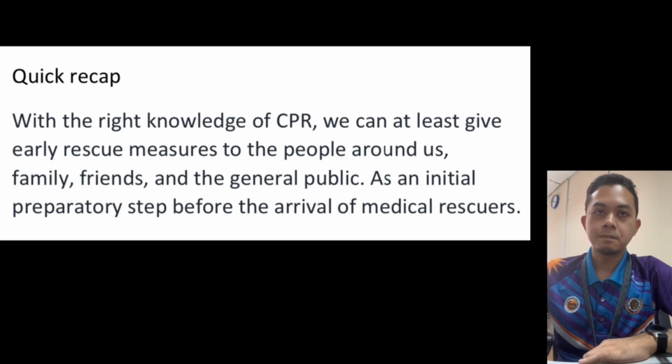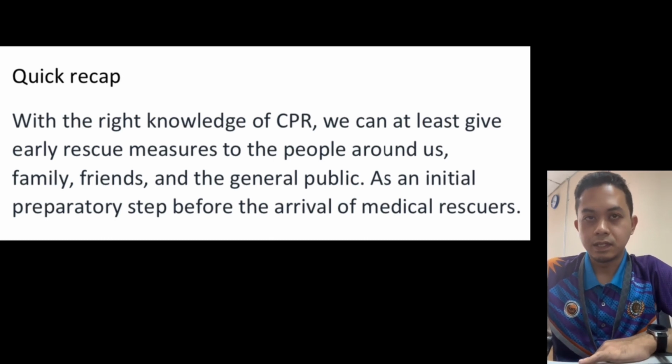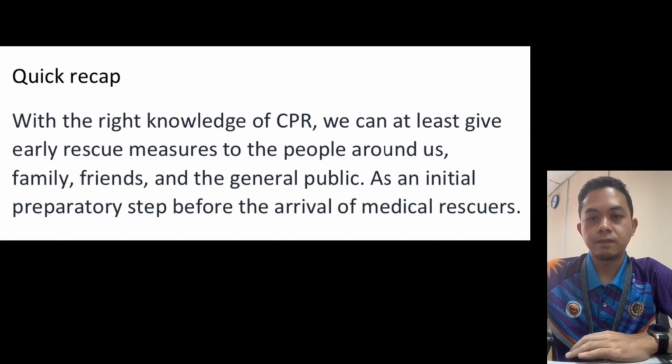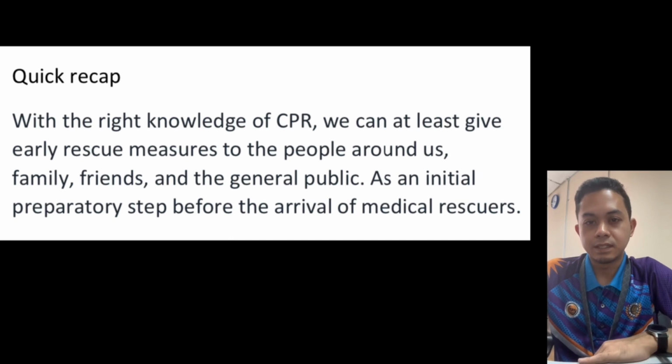For a quick recap, with the right CPR knowledge, we can at least give early rescue measures to the people around us, family, friends, and the general public, as an initial preparatory step before the arrival of medical rescuers.